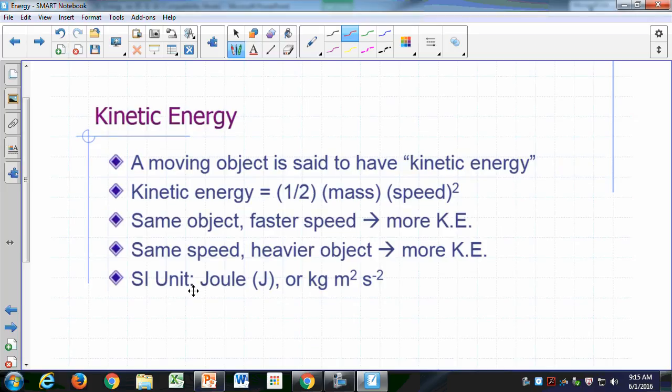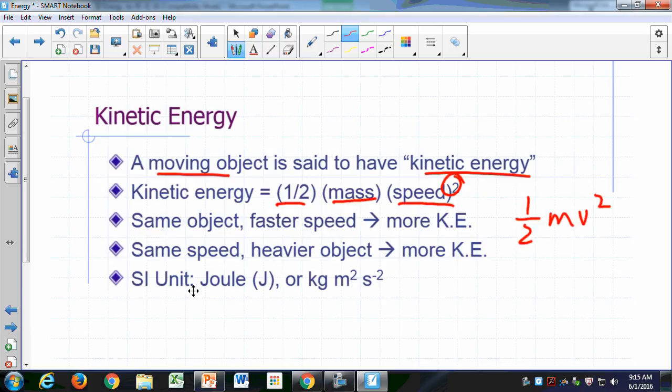Kinetic energy. Kinetic energy is energy due to motion. So if you have a moving object, we say that that object has kinetic energy. And kinetic energy is defined to be simply 1/2 times the mass of the object times the square of its speed. So you can write that as 1/2 mv squared.